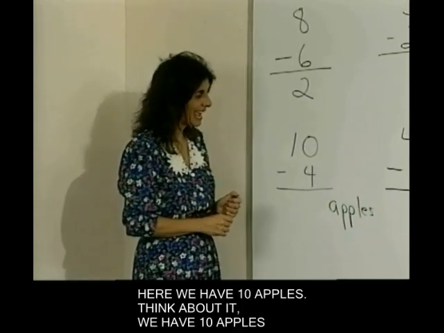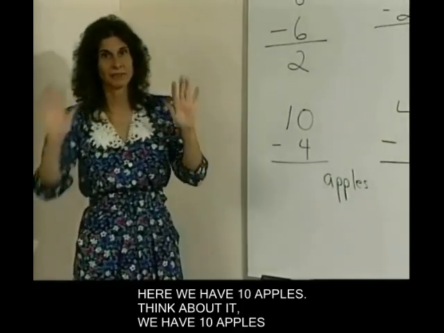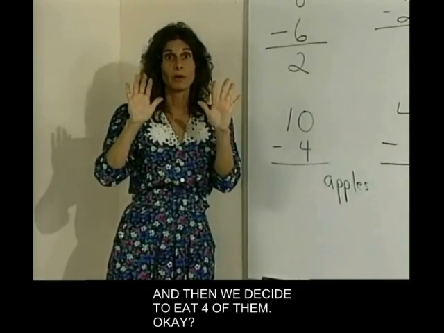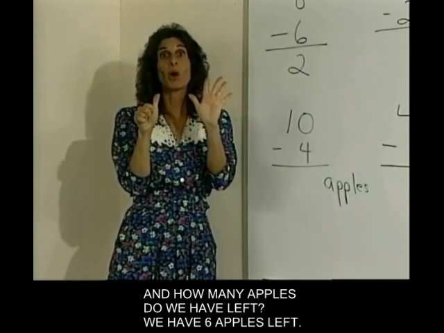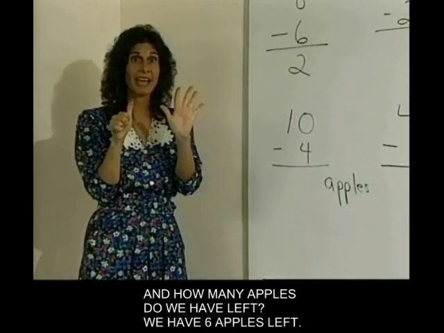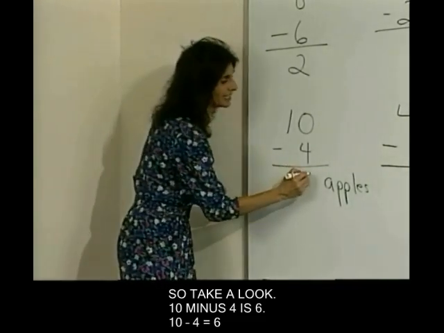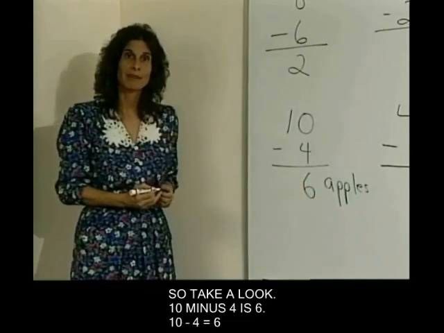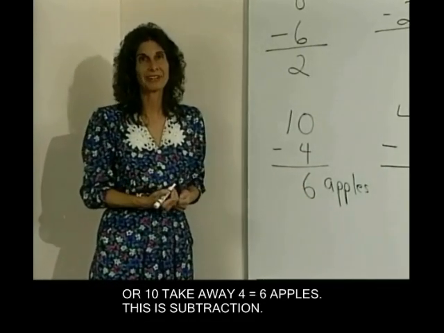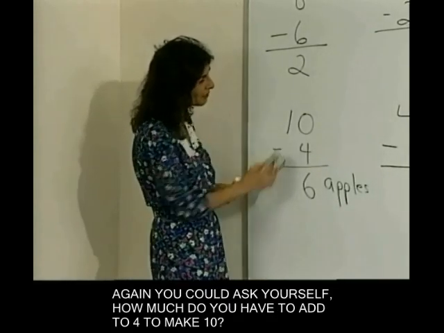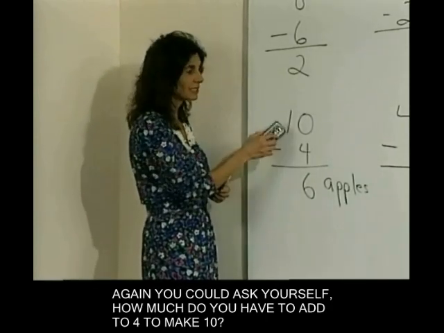Here we have 10 apples. Think about it. We have 10 apples. And then we decide to eat 4 of them. Okay? And how many apples do we have left? We have 6 apples left. So take a look. 10 minus 4 is 6. 10 minus 4, or 10 take away 4, 6 apples. This is subtraction. Again, you could ask yourself, how much do you have to add to 4 to make 10?